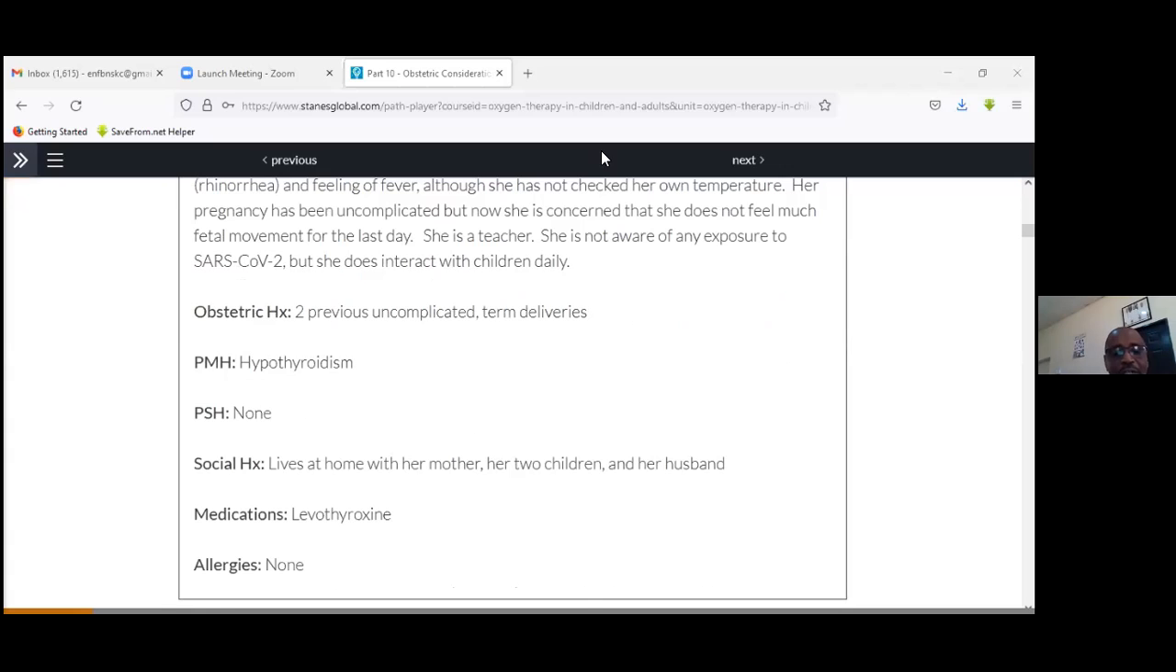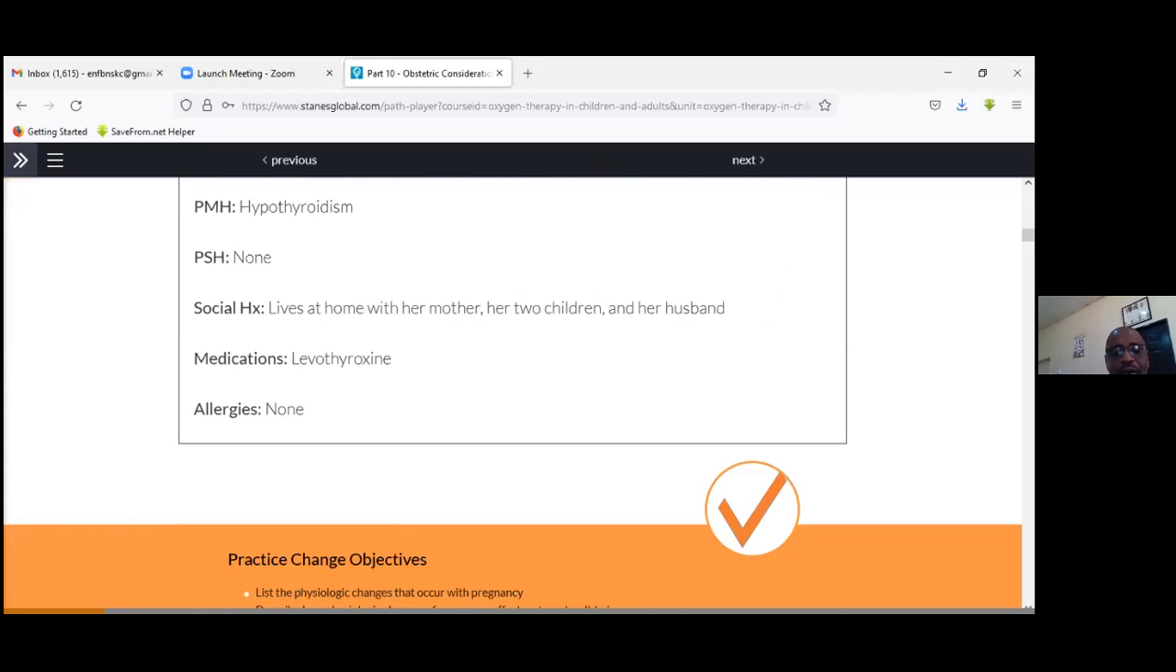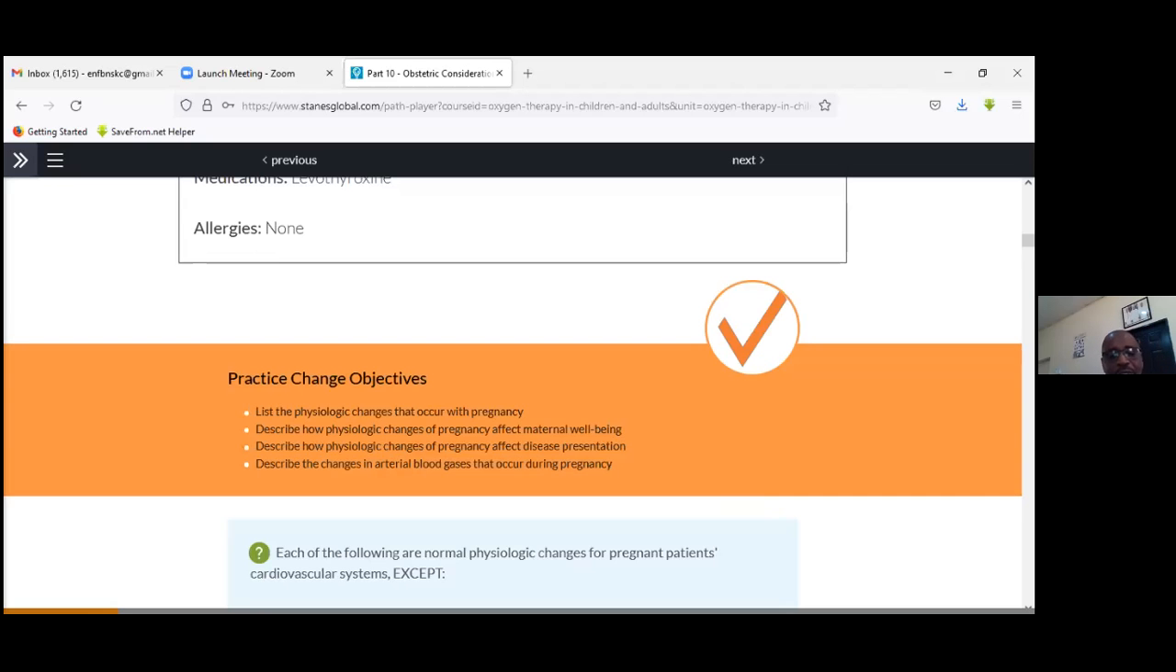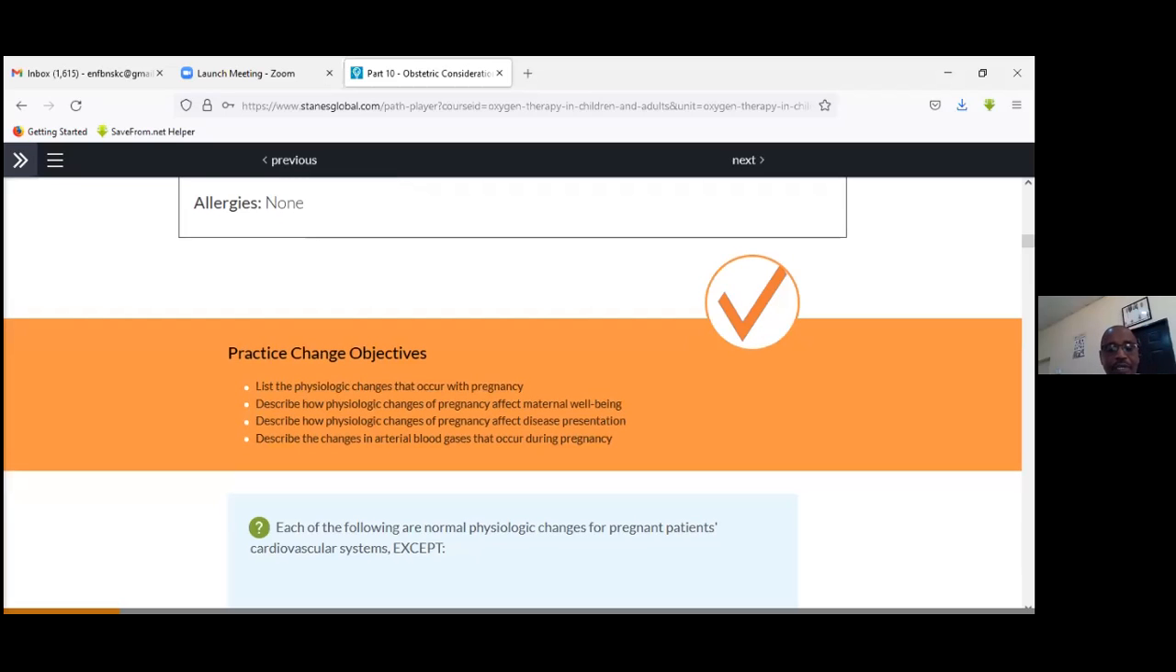Social history reveals that she lives at home with her mother, her 2 children, and her husband. She is on levothyroxine. She has hypothyroidism, so she is on a supplement, levothyroxine. There were no allergies. So in this segment, the specific practice change objectives that we aspire to in our practice wherever we are is to be able to list the physiologic changes that occur with pregnancy, to describe how physiologic changes of pregnancy affect maternal well-being, to describe how they affect disease presentation, and to be able to describe the changes in arterial blood gases that occur during pregnancy.